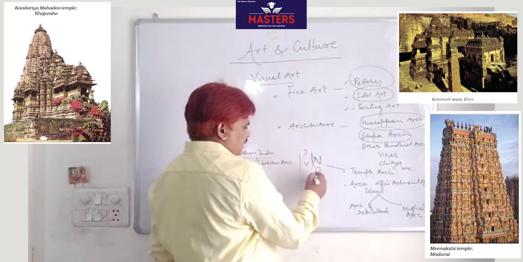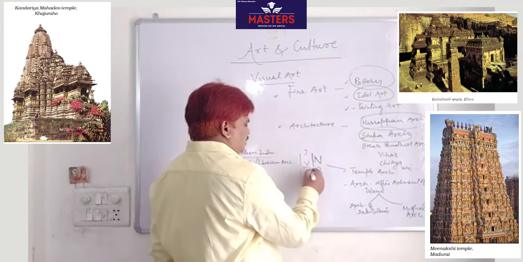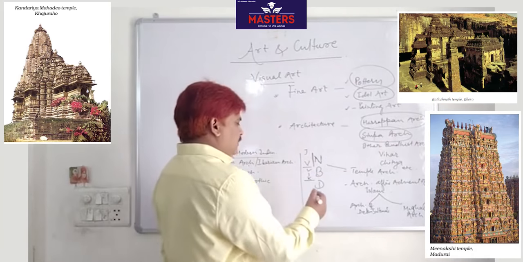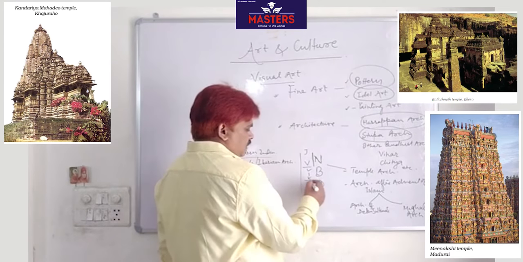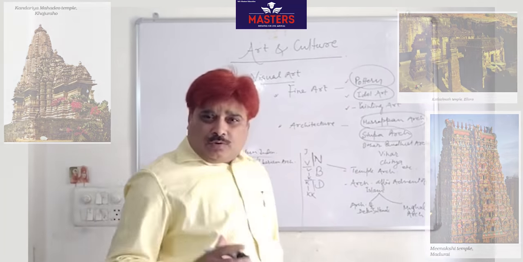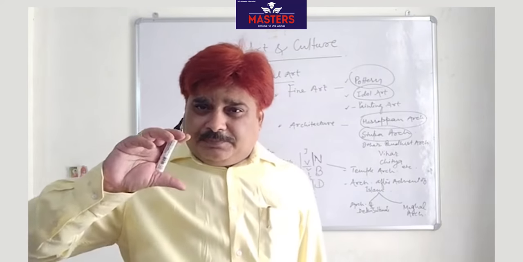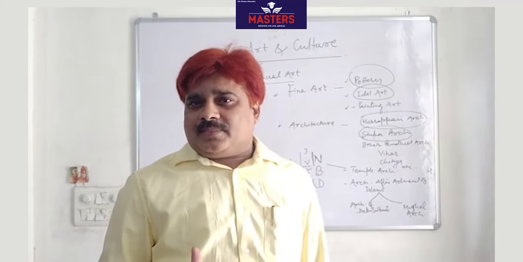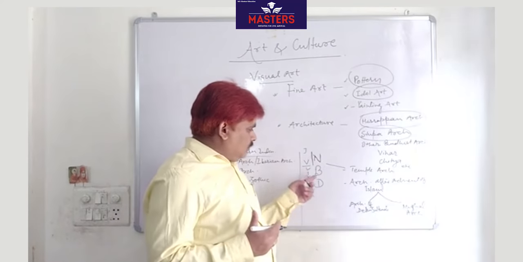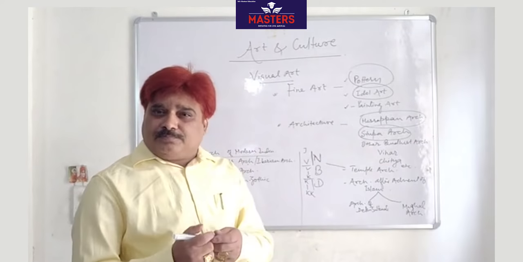What about the region of Nagara temple architecture? Jammu Kashmir to Vindhyachal. What about the region of Vesara architecture? Vindhyachal to the Krishna River. And what about the region of Dravida architecture? Evidently Krishna River to Kanyakumari. So we have to read in a very easy, simplified and interesting manner. We have to read the different organs of temple architecture.